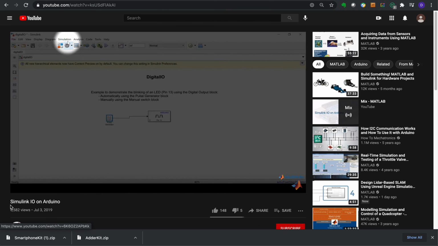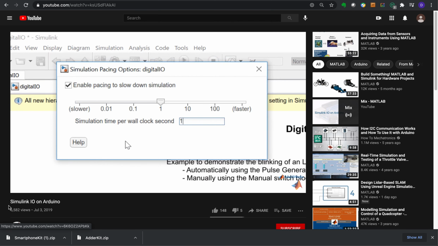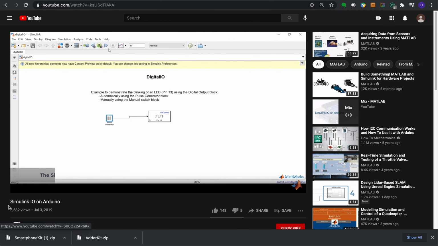Next, we need to go to the pacing options. So Simulink Pacer basically tells your Simulink model how fast it is supposed to run as compared to real time. Right now I have set it to 1. Let's try running the model.